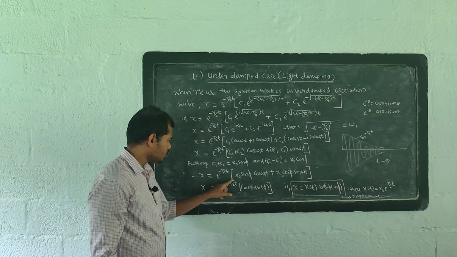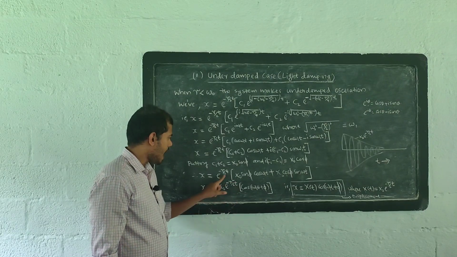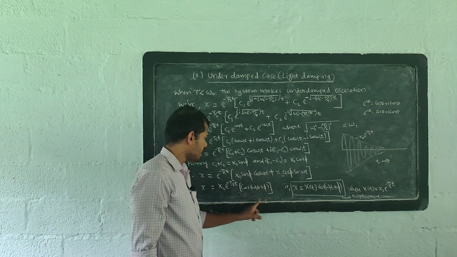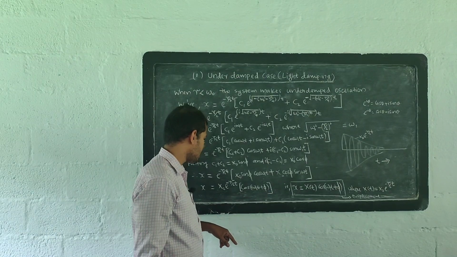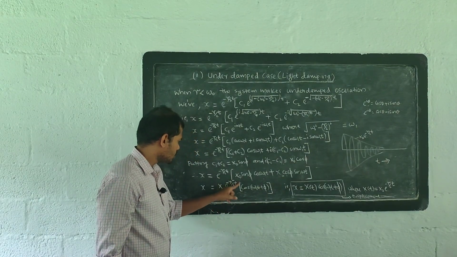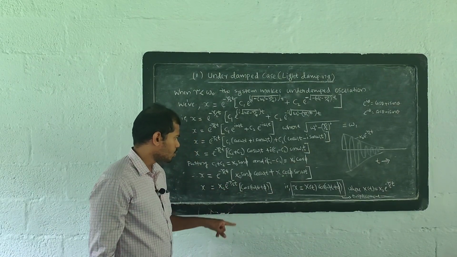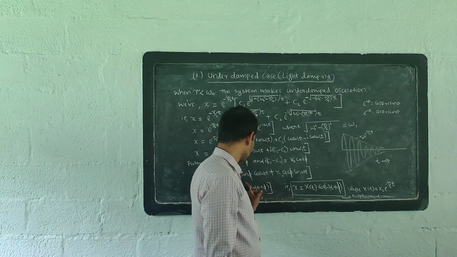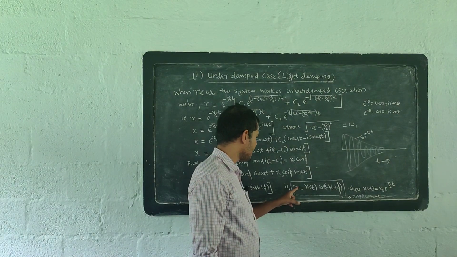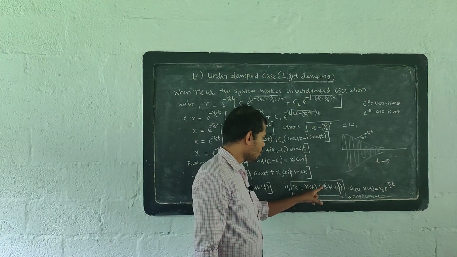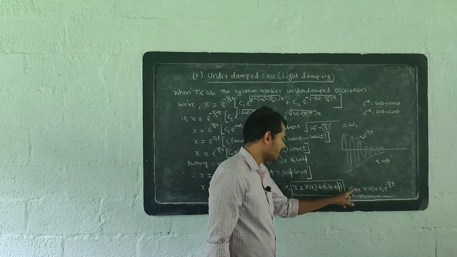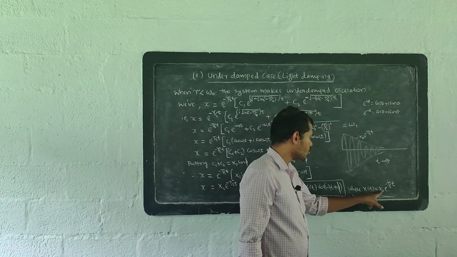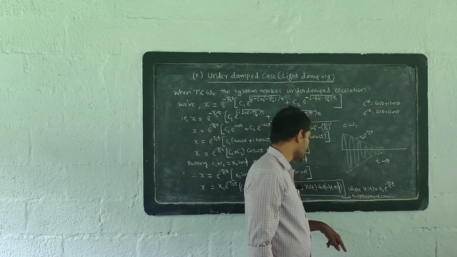Here x0 e raised to minus gamma by 2 t is the amplitude part. Cos(omega 1 t plus phi) is the phase part. Okay, this amplitude x0 e raised to minus gamma by 2 t can be written as x of t. Therefore our expression for displacement becomes x is equal to x of t cos(omega 1 t plus phi), where amplitude x of t is equal to x0 e raised to minus gamma by 2 t.